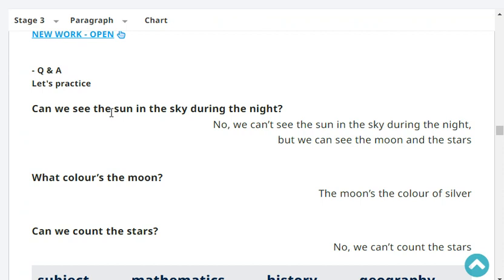What color's the moon? The color of the moon's silver. Very good.